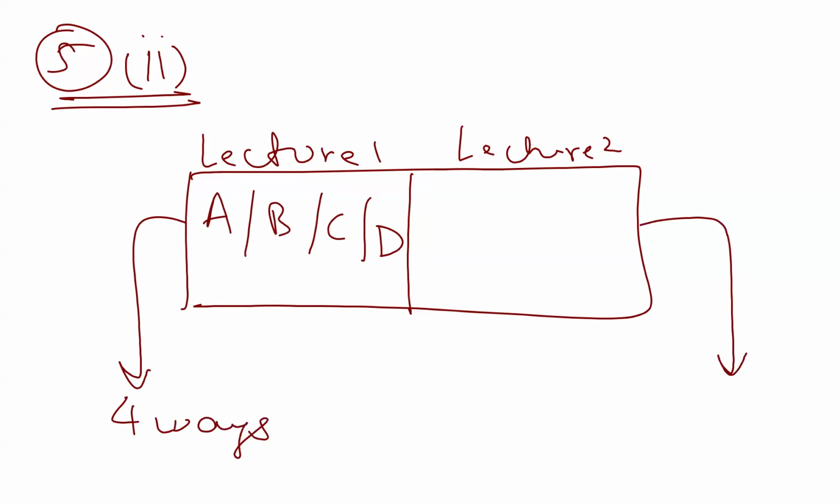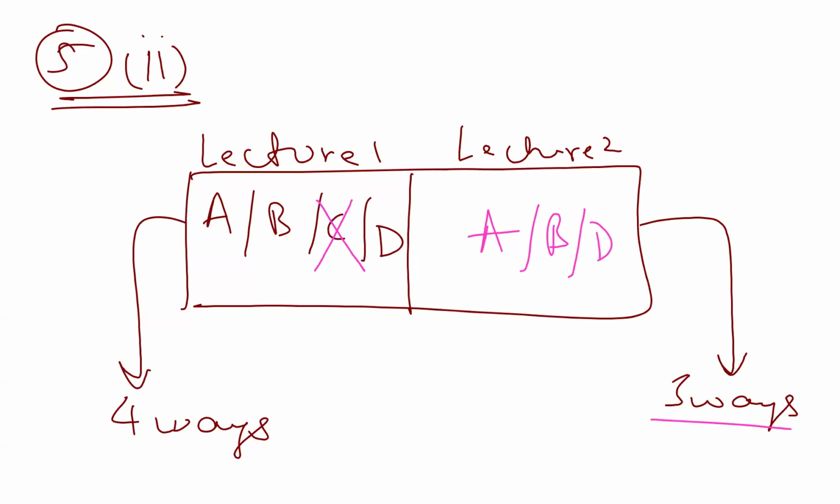Lecture 2 can be delivered in 3 ways. Why 3 ways? Because, for example, if person C is giving lecture number 1, he cannot be counted over here. So who will be counted over here? Here only A, B, and D can be counted, out of which anyone will give the lecture. So there are 3 ways. So 4 into 3, which is equal to 12.